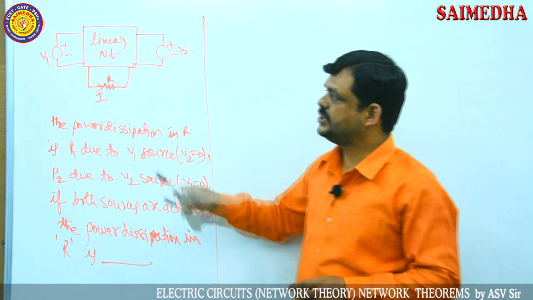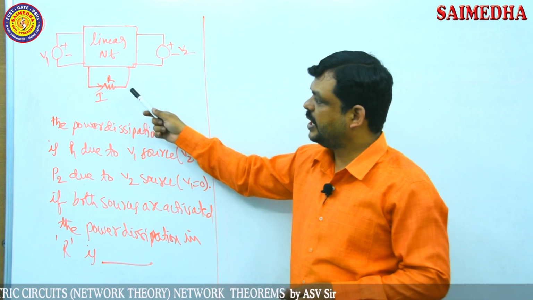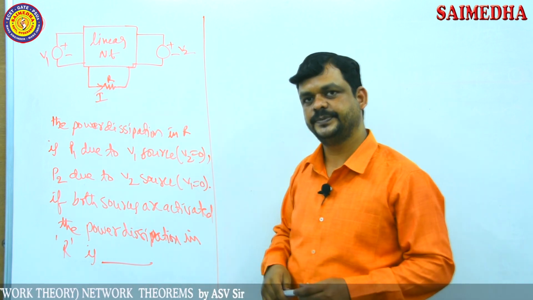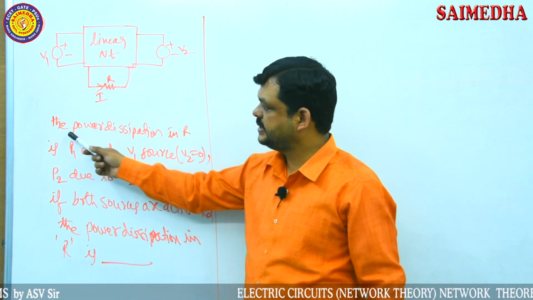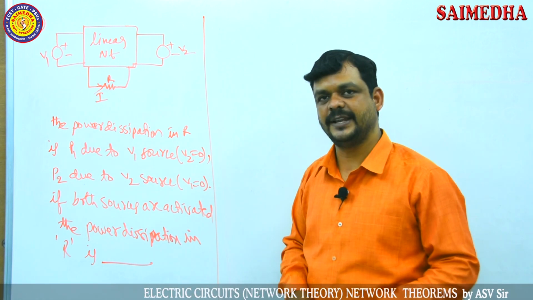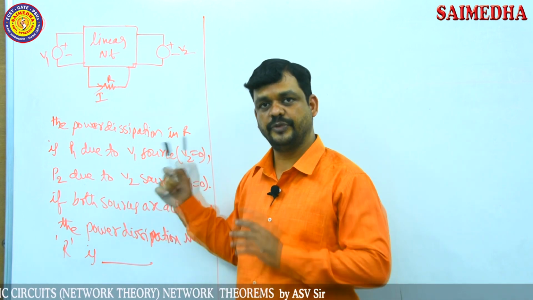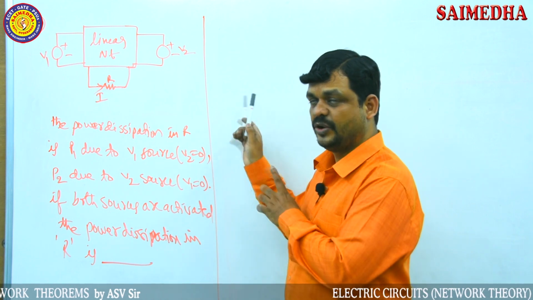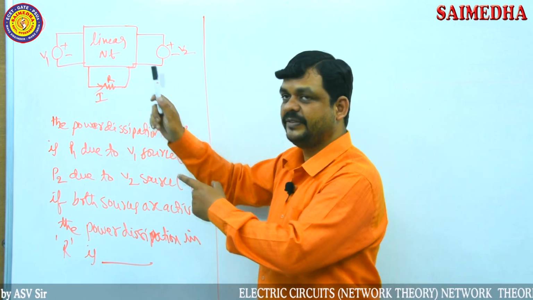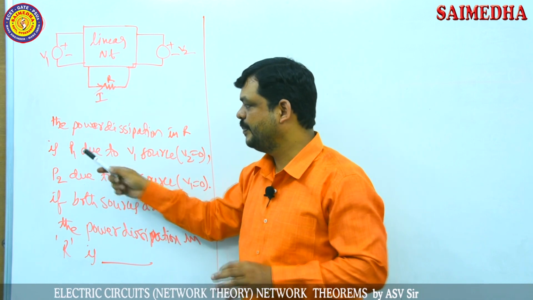The question is like this: two sources, V1 and V2, are connected, and the current through the resistor R is I, and some parameters are given here. The power dissipation in resistor R is P1 due to the V1 source, and due to the V1 source means V2 is 0, means V2 is disconnected, only V1 is applied. So one source is activated, and the power dissipation in the resistor is P1.